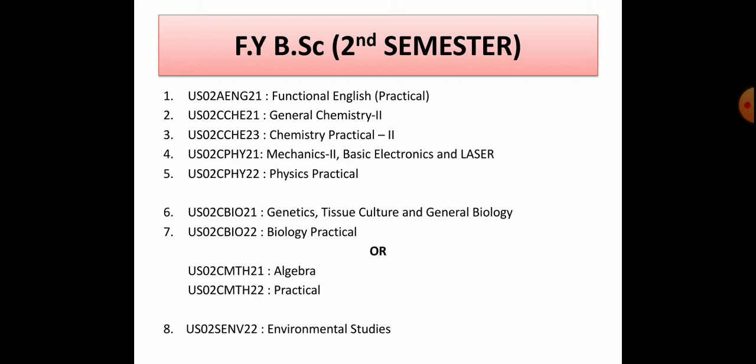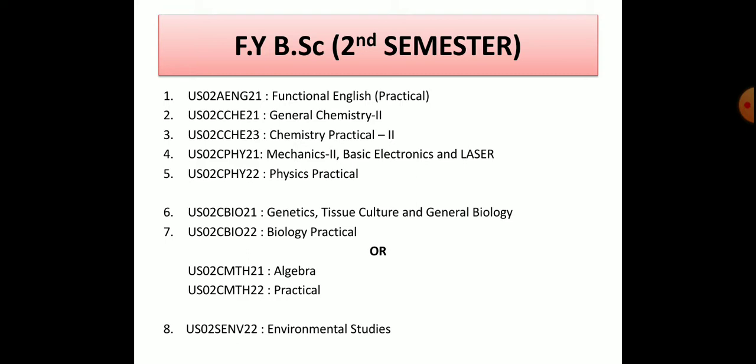Sixth number is US02 CBIO 21, that is Genetics, Tissue Culture and General Biology. Seventh number is US02 CBIO 22, that is Biology Practical. Or sixth number is US02 CMTH 21, that is Algebra. Seventh is US02 CMTH 22, that is Maths Practical. And eighth, last, is US02 SENV 22, that is Environmental Studies.